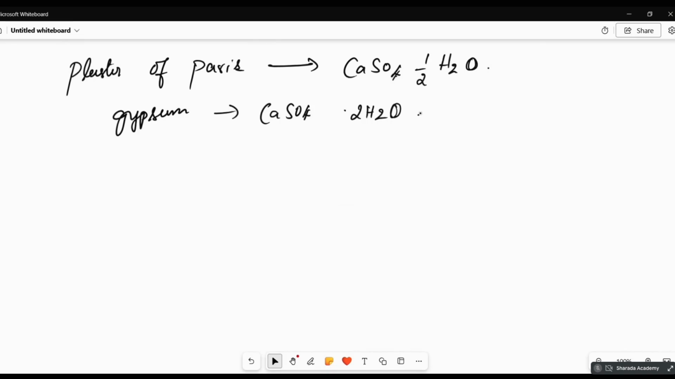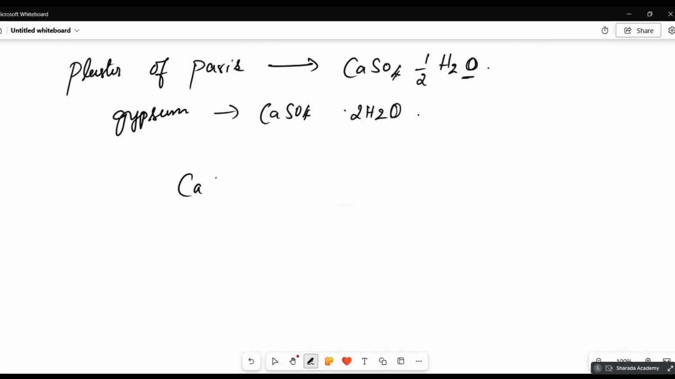Okay, so plaster of Paris has half H2O. Half H2O means what? How will you get CaSO4 half H2O, or how will the bonding be for that? I'm writing CaSO4 half H2O. How will the molecule structure be if you write it? You can't cut a molecule in half, right?